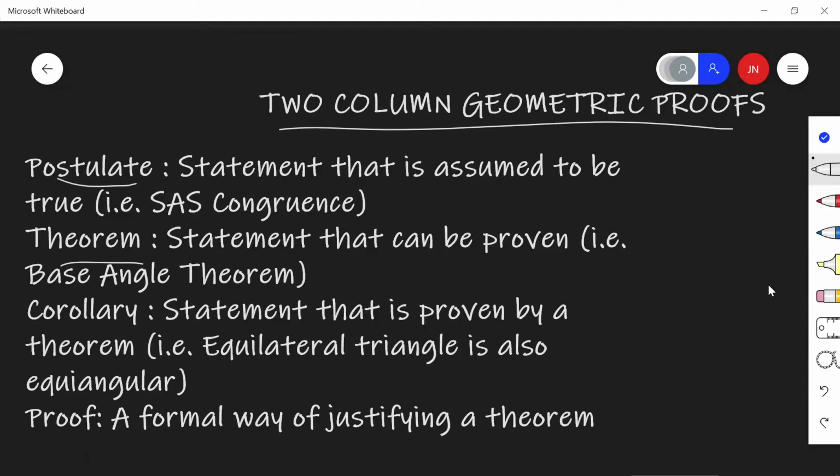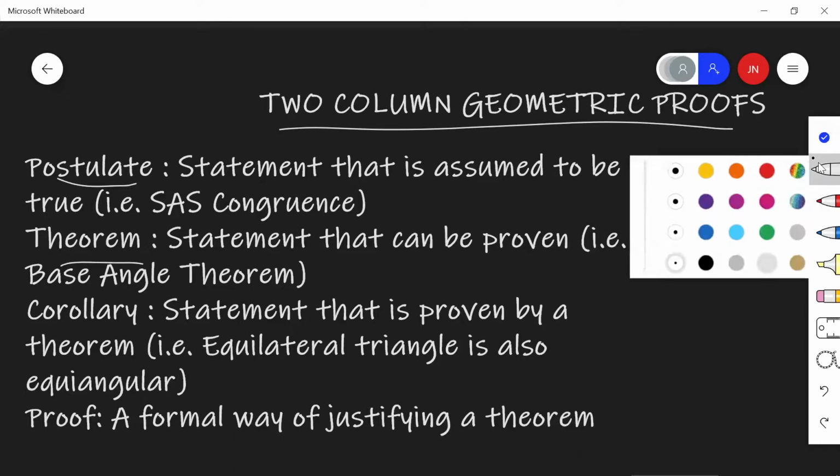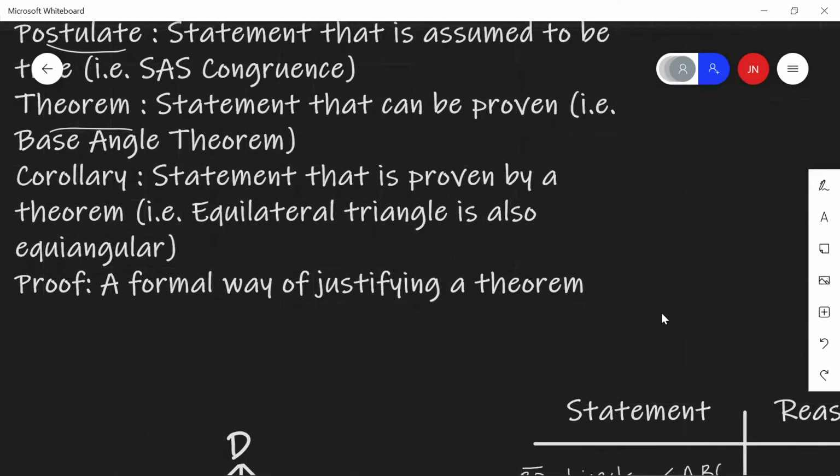A corollary, we're not going to be looking into this too much, but a corollary is just a statement which is proven by a theorem. So all corollaries are theorems, but not all theorems are corollaries. And a proof is just a way of justification. Whenever you're trying to justify a theorem, the evidence that you bring out for that theorem is the proof. All right, let's jump into the first example.